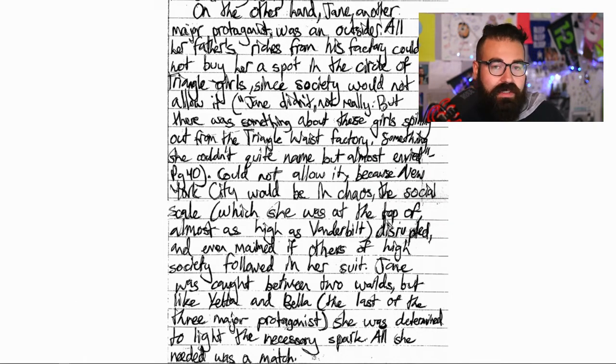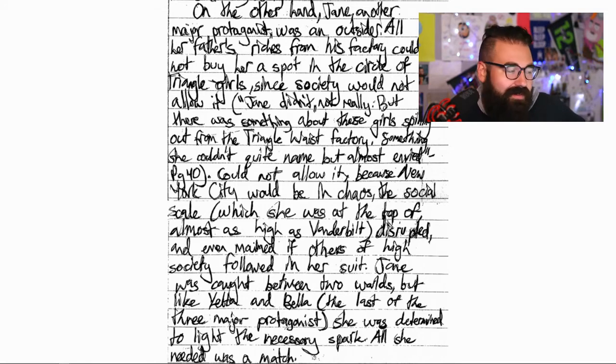Moving on to the next example, we see that we're using that transition that I talked about, "on the other hand." Okay, so this is contrasting Jane, this character we're about to see, with the previous ones. So, "On the other hand, Jane, another major protagonist, was an outsider. All her father's riches from his factory could not buy her a spot in the circle of Triangle Girls."